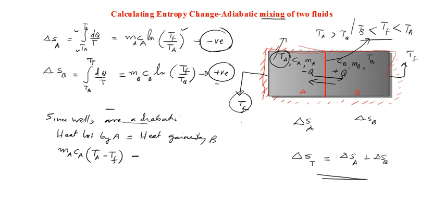That is equal to, on the other side, the heat gained by B, which will be equal to MB CB, specific heat capacity to be precise, into TF minus TB, since TF will be greater than TB. Now you can just rearrange and calculate TF, as we have done in the previous sessions. So this is the way in which you have to approach problems involving entropy change during the adiabatic mixing of two fluids. So you can do the numericals.